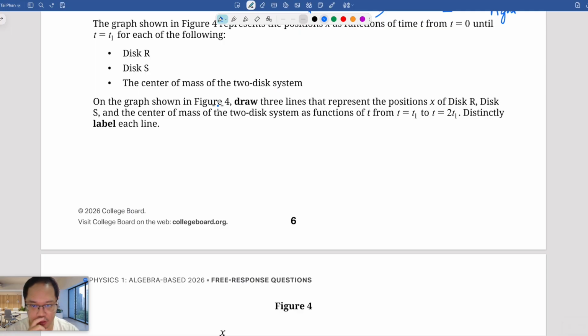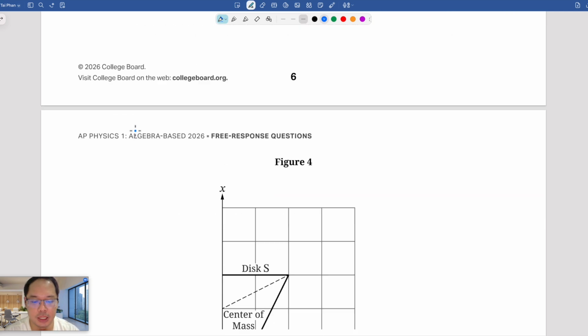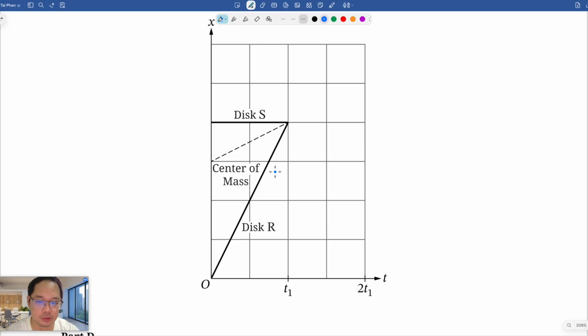On the graph in figure 4, draw 3 lines that represent the positions x of the disk R, disk S, and the center of mass of the two disk system as a function of time from t equals t1 to t equals 2t1. Distinctly label each line. Okay, let's observe this diagram.